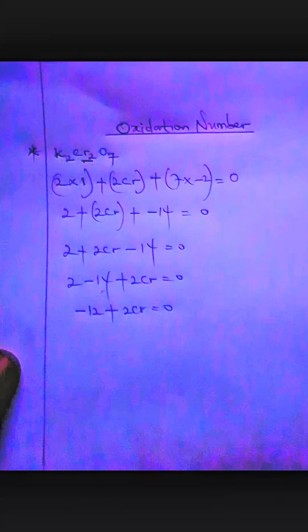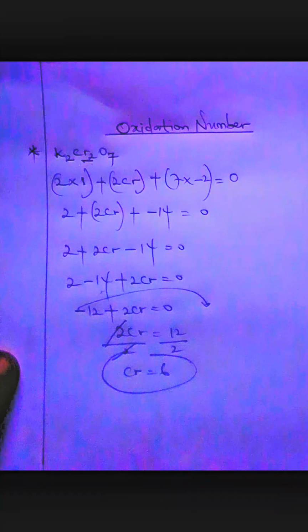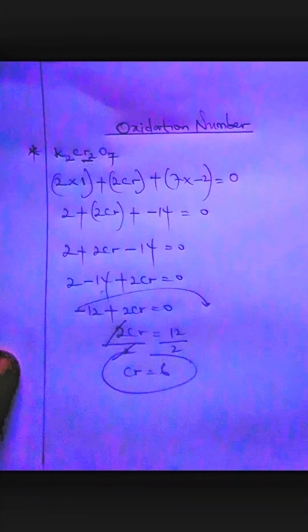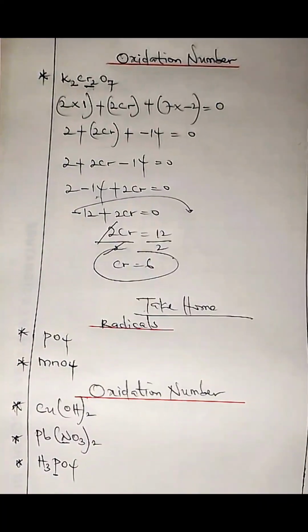So we're going to collect our like terms now. This is 2 plus 2 chromium minus 14 equals 0. So 2 minus 14 is -12, plus 2 chromium equals 0. Collect your like terms, send the -12 to the other side. So 2 chromium equals 12. Divide both sides by 2. So chromium is 6. So the oxidation number for chromium is 6, or we could say the valency of chromium is 6.